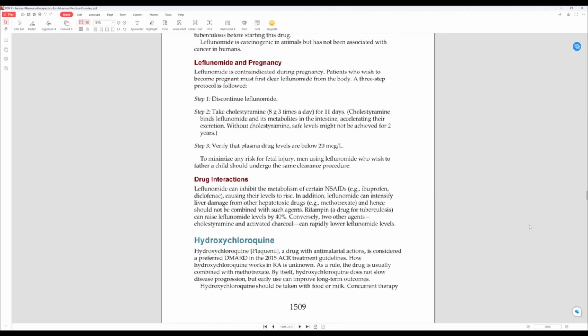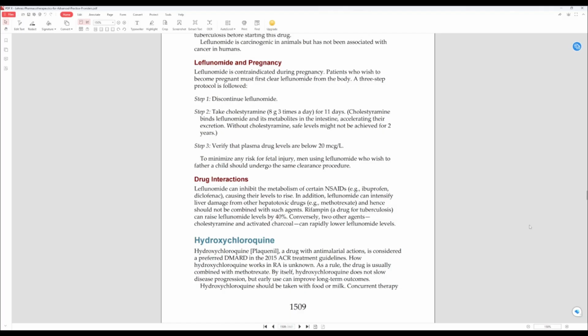Leflunomide in pregnancy. Leflunomide is contraindicated during pregnancy. Patients who wish to become pregnant must first clear leflunomide from the body. A 3-step protocol is followed, starting off with stopping the medication. Second, take cholestyramine, 8 grams 3 times a day for 11 days. Cholestyramine binds leflunomide and its metabolites in the intestines, accelerating their excretion.